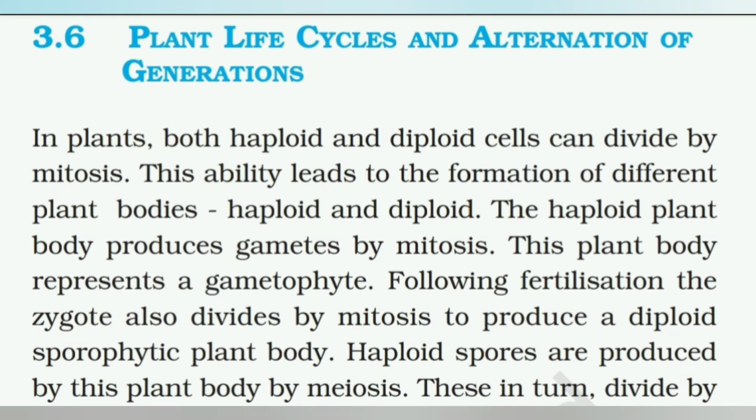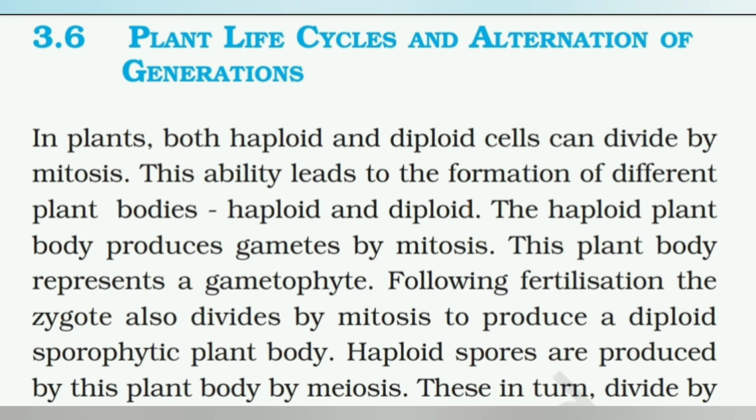Plant life cycles and alternation of generations. In plants, both haploid and diploid cells can divide by mitosis. This ability leads to the formation of different plant bodies, that is haploid and diploid. The haploid plant body produces gametes by mitosis. This plant represents the gametophyte. Following fertilization, the zygote also divides by mitosis to produce a diploid sporophytic plant body.